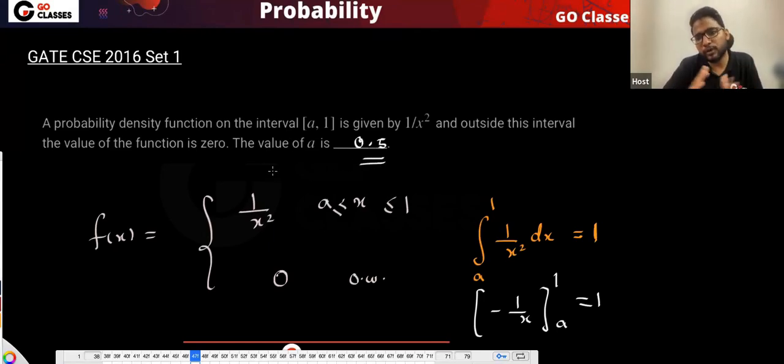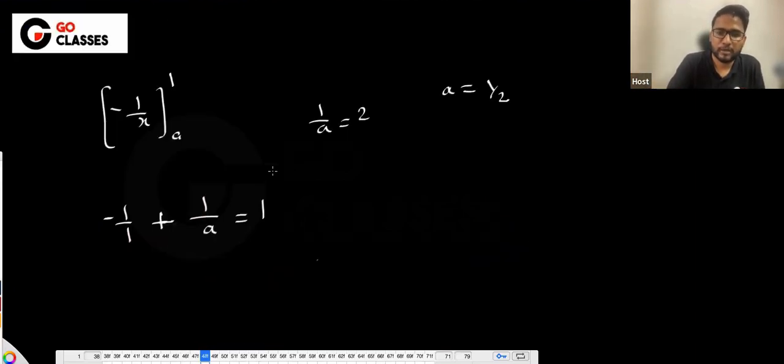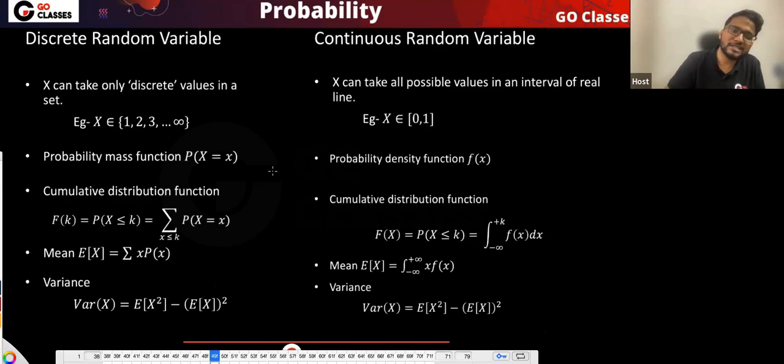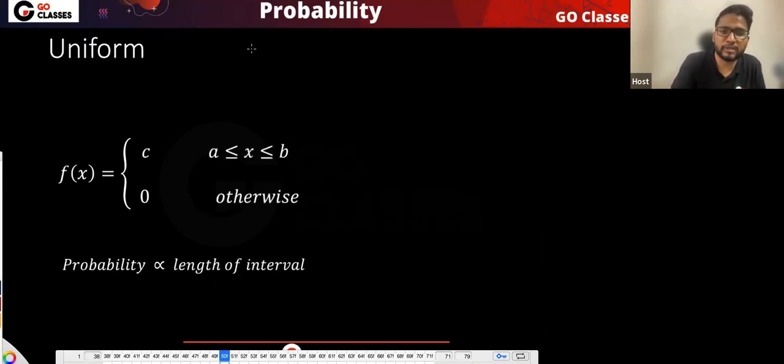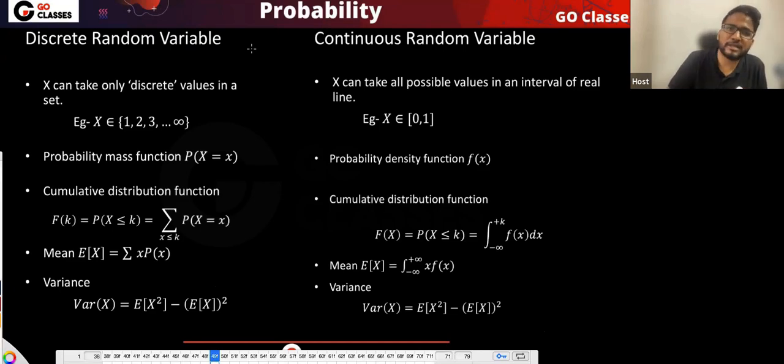At max, they will ask just 1-2 different types of things in the continuous random variable. We will see all the things, but generally they just ask these things only. You should be able to apply that the integration of fx is 1. That's all. Okay, so let's compare between discrete and continuous random variables. Then we will see the different types of continuous random variables: first uniform, then normal, and then exponential. So let's see the difference between discrete and continuous random variables.